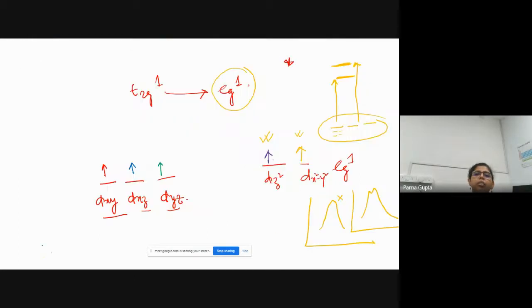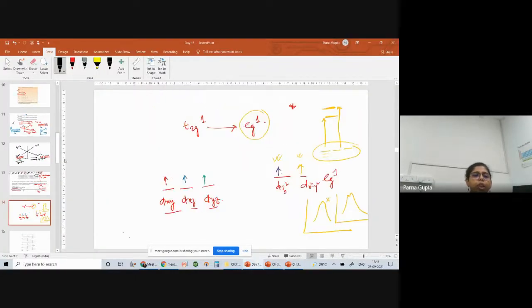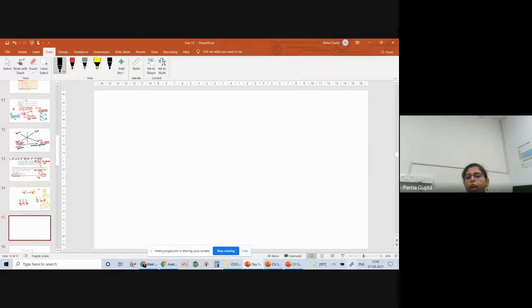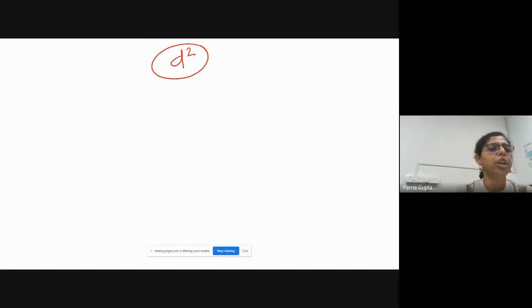Now let us do something for D2. D2 is a real thing that we should do. You have learned a lot about D2, and I shall put the actual microstates for the D2 system, the ground state, that I shall give. So let us do that.